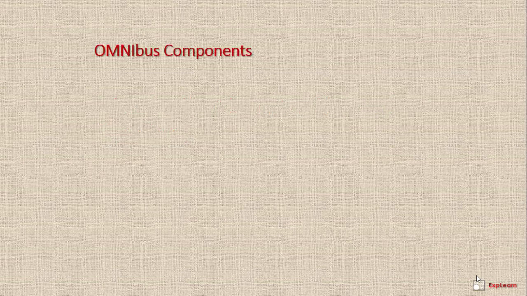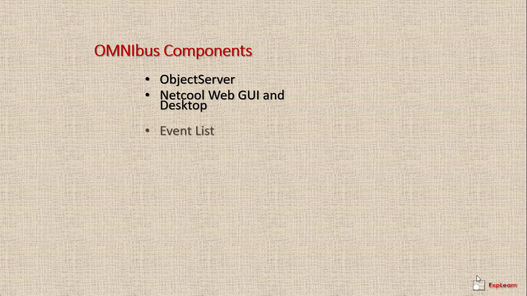Omnibus components. Object server is the central event repository which receives events from probes, etc., processes them using automations and tools. Netcool web GUI and desktop are used for displaying event data with various filters and groupings. Event list means the list of events displayed in certain order. Probes are the agents which interface with external systems and get events.